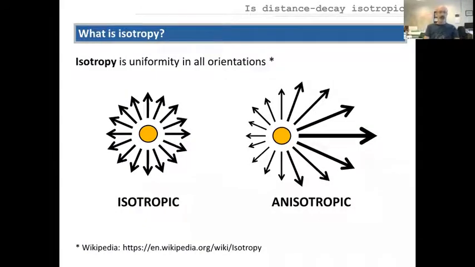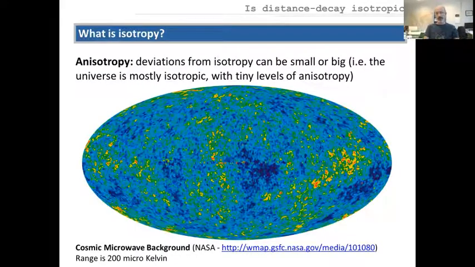So most of you will know what isotropy or anisotropy is, but just very quickly, something is isotropic if it's uniform in all orientations, and anisotropic if it is not. If, for example, a process occurs with different strengths in different directions. So what does this mean? That isotropy is an absolute term. Something is isotropic if it's perfectly isotropic.